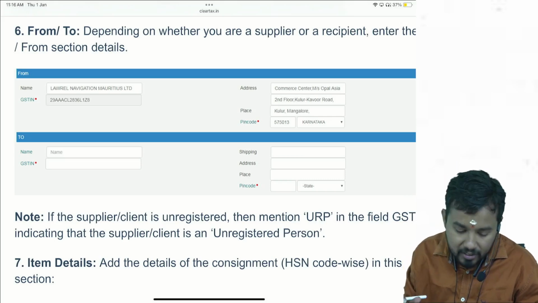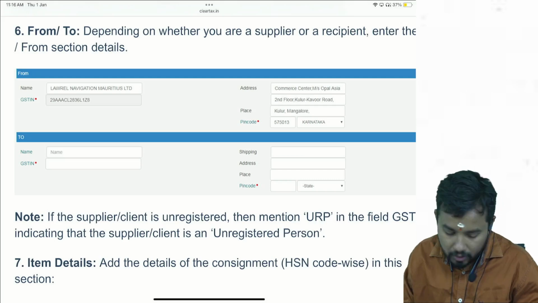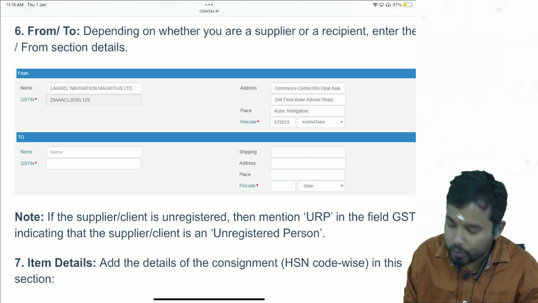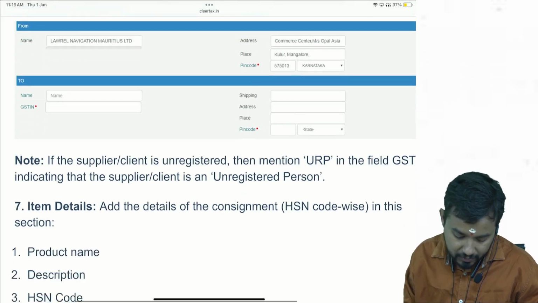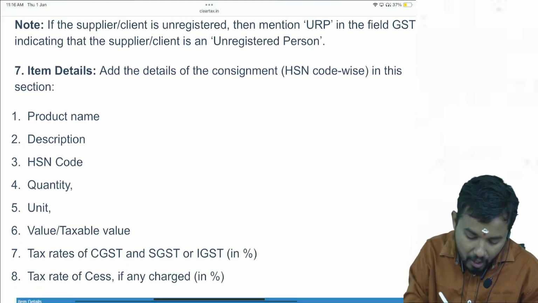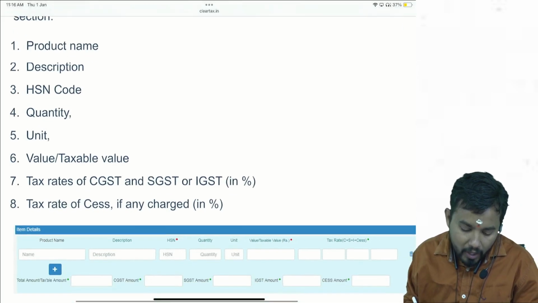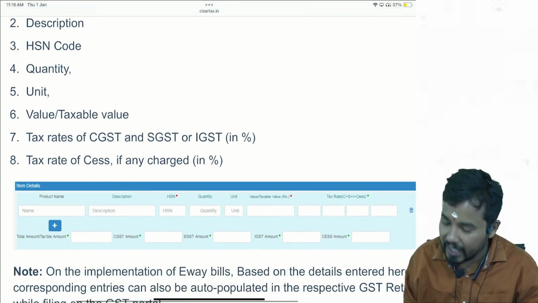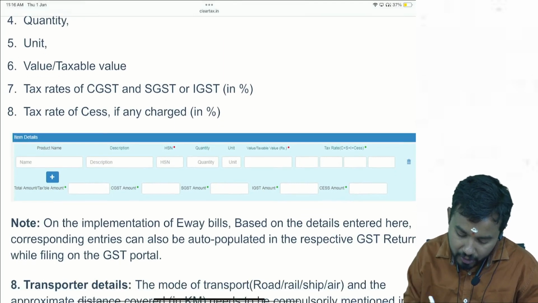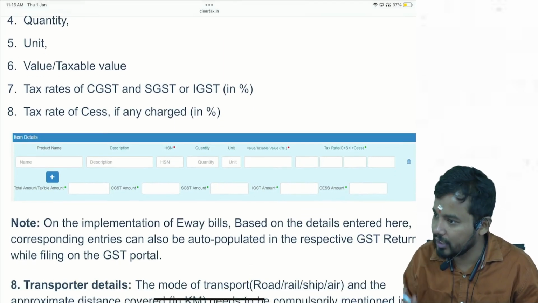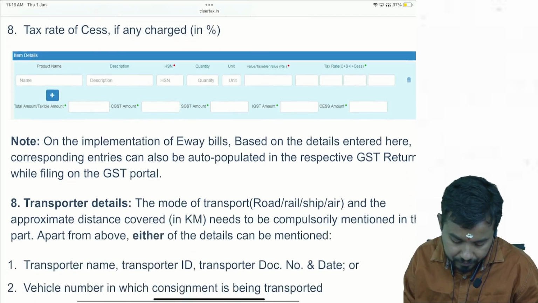Based on those factors, this will not change. So from: name, GSTN, address; to: name, GSTN. Okay, and product name, description, HSN, quantity, unit, value, taxable supply, tax rates, all these things you have to give. See, all these details you have to fill. This is what part A. Okay na?